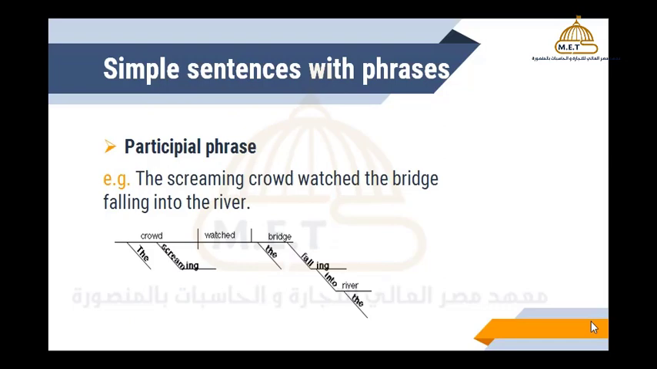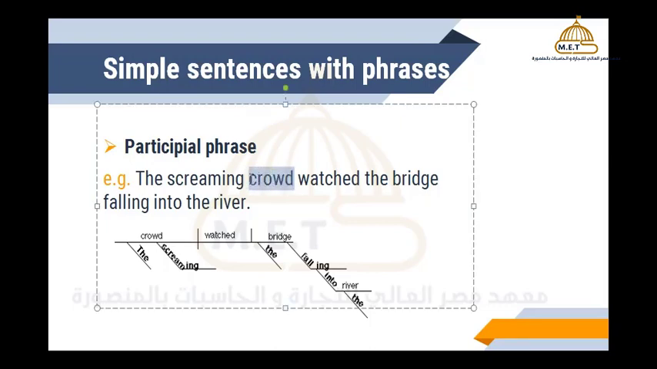The example is the screaming crowd watched the bridge falling into the river. الأول هحدد ايه ال subject وايه ال verb وايه ال object. وبعدين احدد ال participle phrase عندي ايه. عندي ال crowd the verb. watched I'm sorry, crowd is the subject. watched is the verb. bridge is the object.